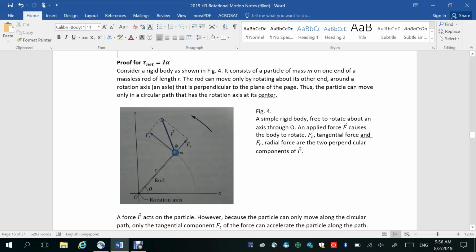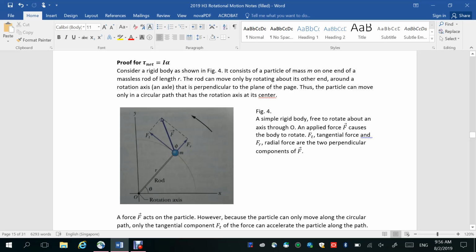Don't be alarmed by it. The centripetal force should be pointing towards the center of the circle, but this Fr is just a general notation of the force to show that it's a radial force. So your centripetal force is actually in the direction opposite to your Fr. So you can say the centripetal force is minus Fr.